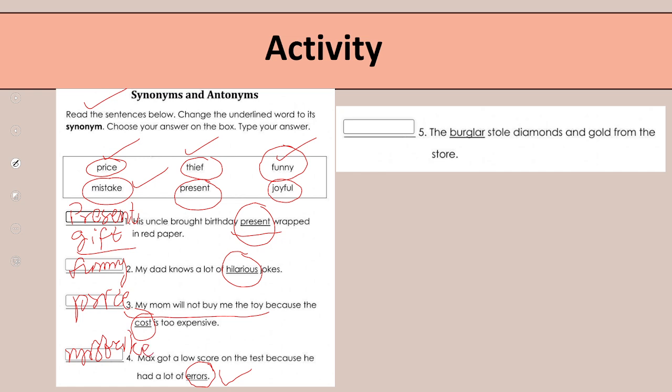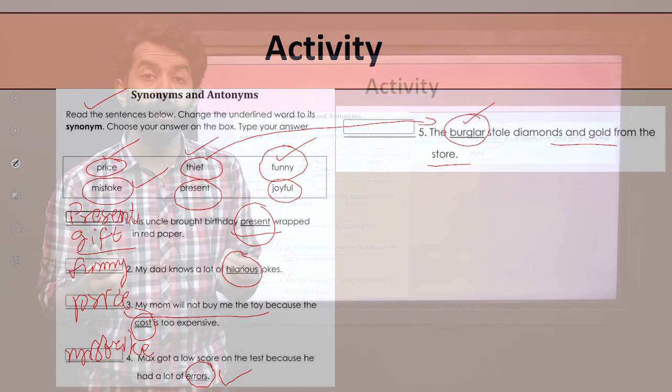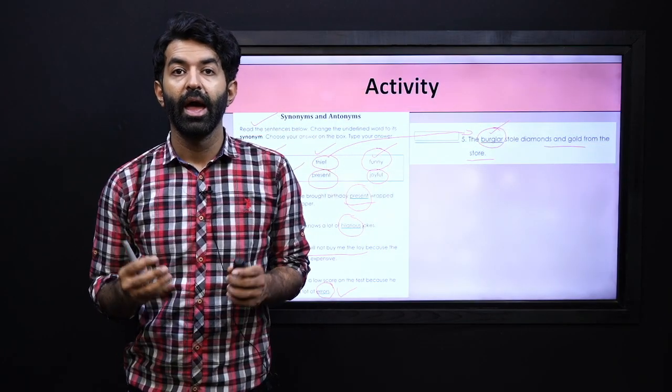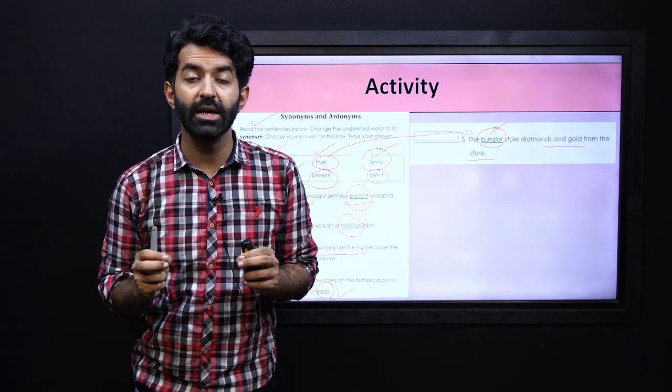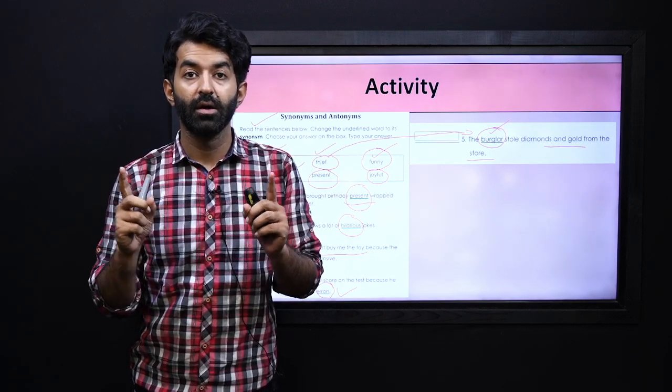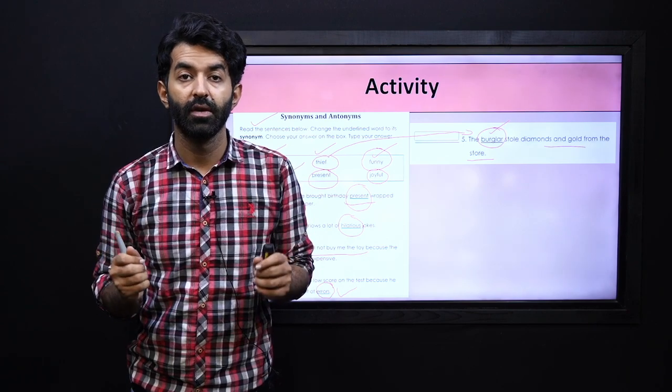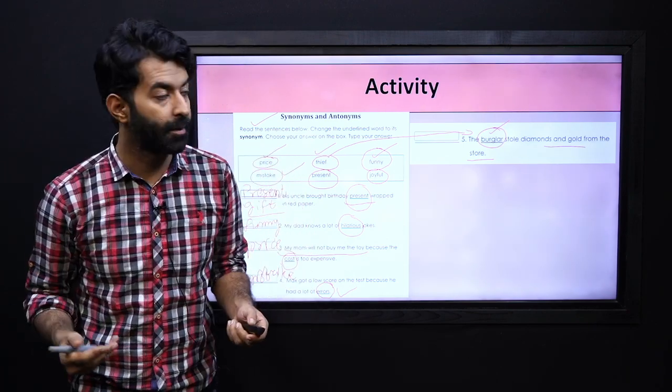Mistake. The burglar stole diamonds and gold from the store. Now, who steals? We know that a thief steals. So the right synonym for burglar will be thief. And that's how we first read the sentence and find and recall the closest meanings, the synonyms, and then replace them.